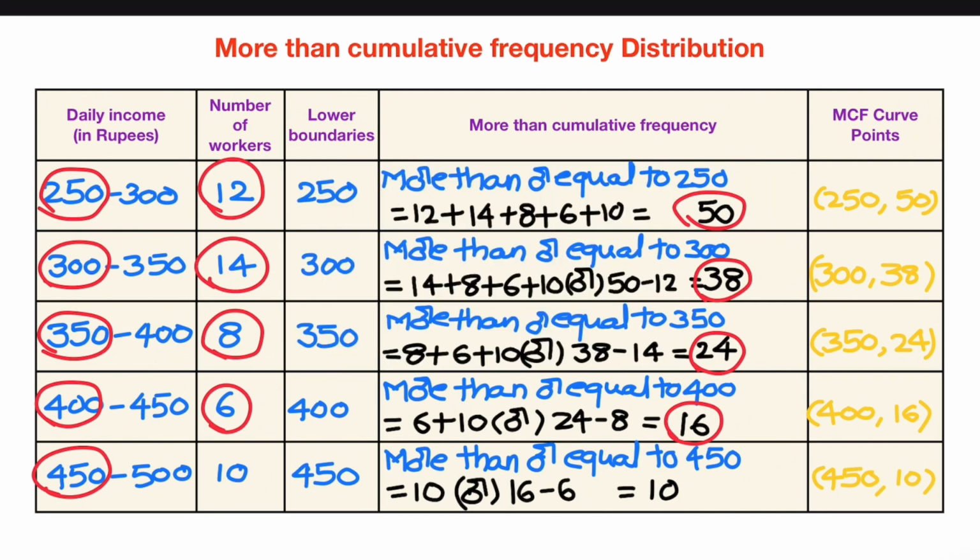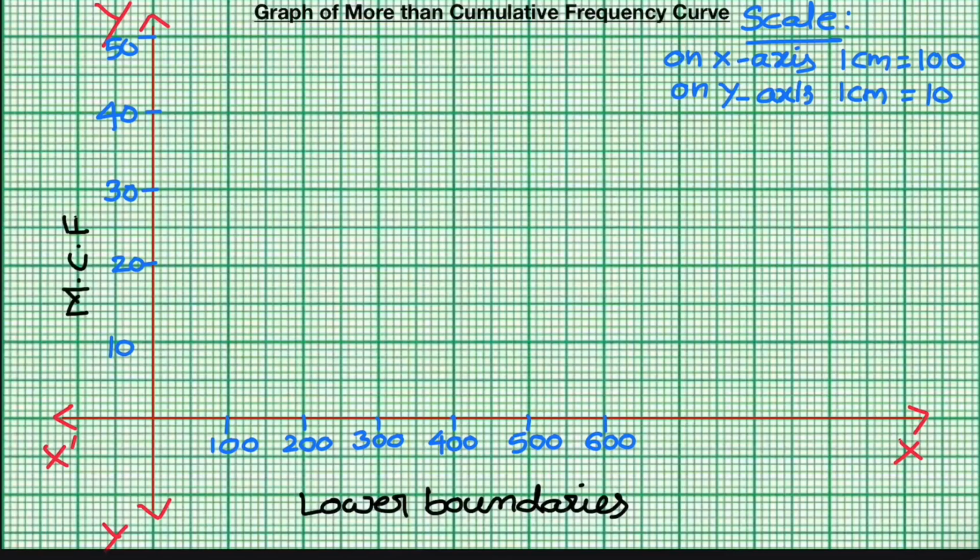To represent the data graphically, I draw a horizontal line on the graph paper, that is the x-axis, and a vertical line to the x-axis, that is the y-axis. To draw the more than type cumulative frequency curve, we have to mark lower boundaries on the x-axis and greater than cumulative frequencies on the y-axis. So let us choose a convenient scale. On the x-axis 1 centimeter equals 100 rupees, on the y-axis 1 centimeter equals 10 workers.